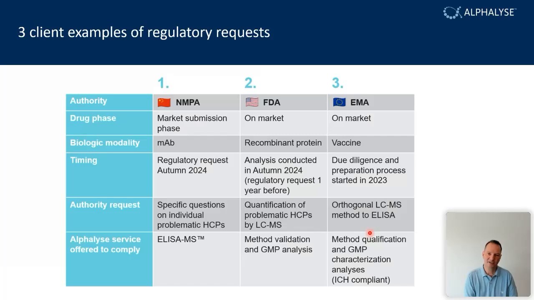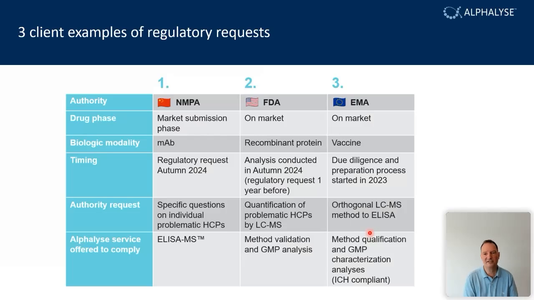The second example is from FDA. It's a recombinant protein already on the market. So there is one HCP that is known to be problematic. Here FDA required that there was a specific method validated and capable of doing GMP analysis on this specific problematic HCP. So it was a requirement to have this product on the market.